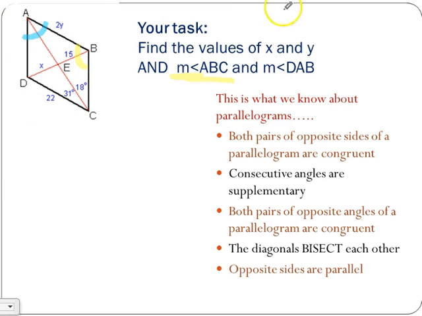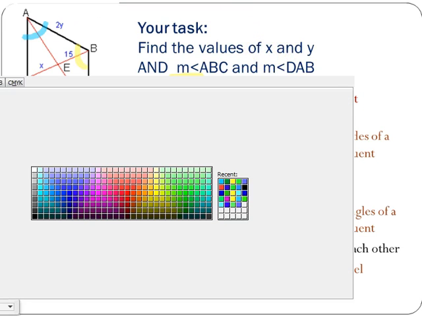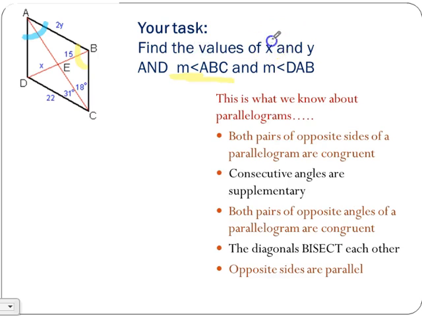All right, so first of all, can we find the value of x? So that's the first task, we need to find the value of x. What would be the value of x? So what do we know about parallelograms? What property would help us solve this? X is representing the length from D to E, so it's a segment of our diagonal, and we know that the diagonals bisect each other.